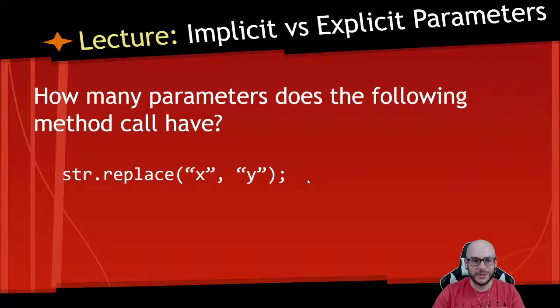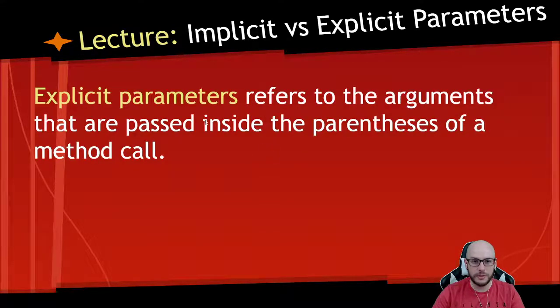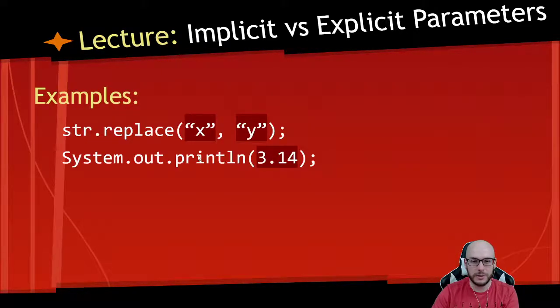How many parameters does the following method call have? I imagine most people, at least most of my students, are going to say 2, but the answer is technically 3. Technically speaking, there are 2 different types of parameters. There are implicit parameters and there are explicit parameters. Explicit parameters refers to the arguments that are passed inside the parentheses of a method call. The things that we typically know as parameters are actually explicit parameters, technically speaking, right?